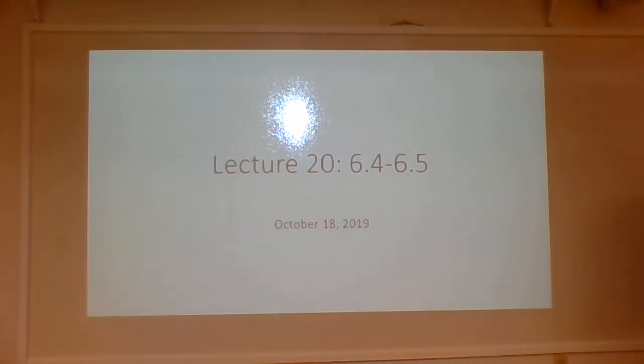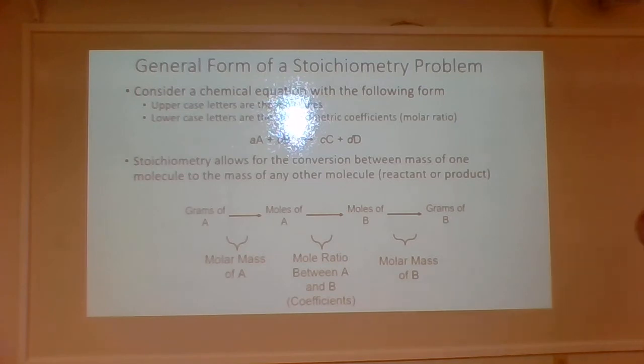Okay, so today's lecture, we're going to continue on our material regarding stoichiometry. The general form of a stoichiometry problem: we consider a chemical equation with the following form, where the uppercase letters are the molecules and the lowercase letters are our stoichiometric coefficients, which are our molar ratio. So if we have A plus B, our reactants, yields C plus D, and then we have our stoichiometric coefficients a, b, c, and d.